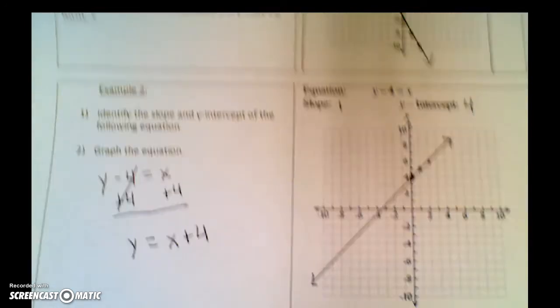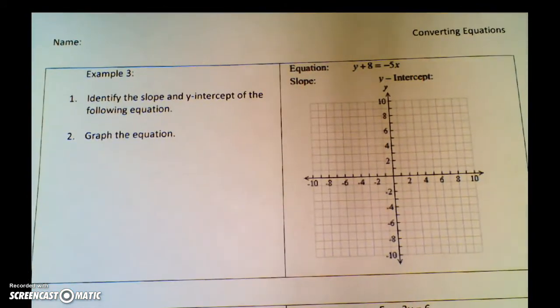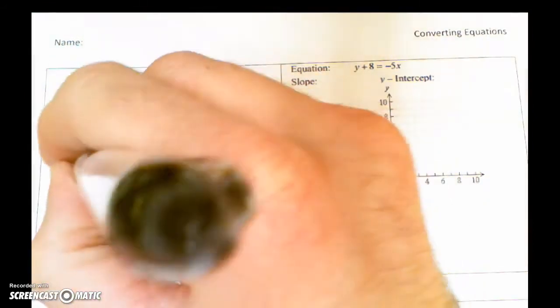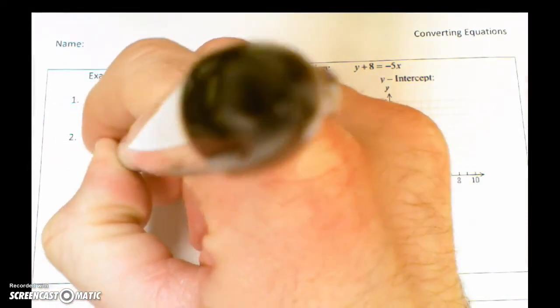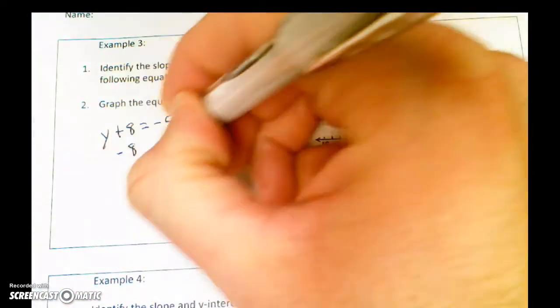Alright, let's try 2 more examples. Again, it's asking you to identify the slope and the y-intercept and then to graph the equation. But if we look at the equation, it's not written in the correct form. This says y plus 8 equals negative 5x. I want y by itself, so I'm going to undo what's happening to the y by subtracting 8.